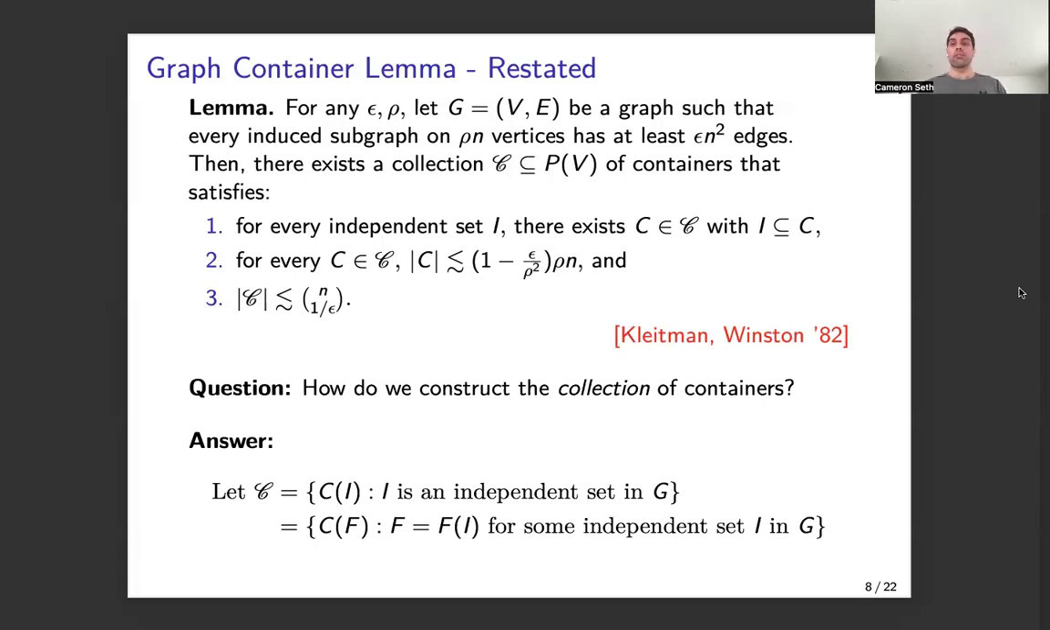And now we use the fact that these fingerprints are very small, and so there can only be so many of them. And so in particular, if there's only so many fingerprints, there's only so many containers in this collection. And so that's roughly how we get that this collection of containers is small. I'm not going to go into the full proof of this, but this is just a high-level idea.